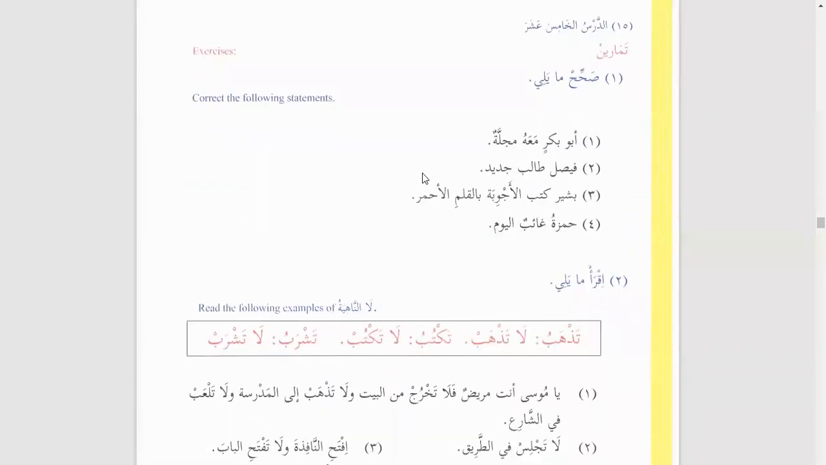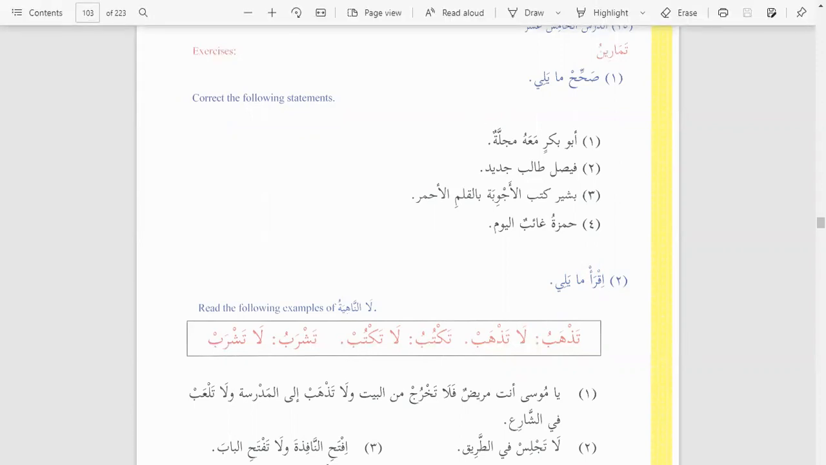Excellent. So it took less than 5 minutes, I guess. So inshallah, now we can do the exercises. Sahih ma yali. Correct the following statements. Abu Bakrin ma'ahu majallatun. Abu Bakr has a magazine with him. That's why I went through the text, so that you remember the information.